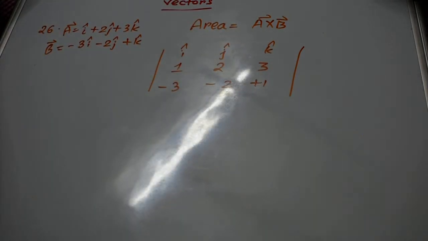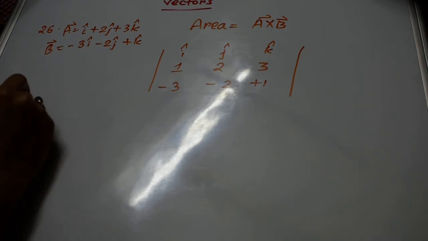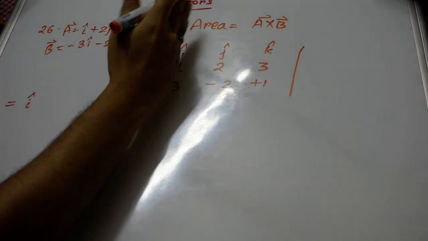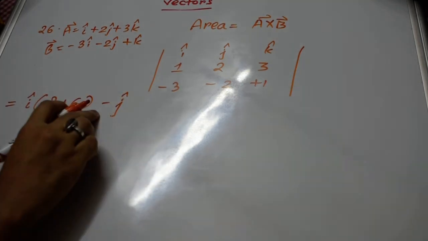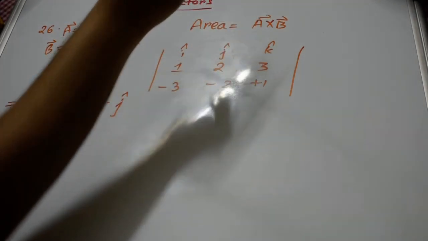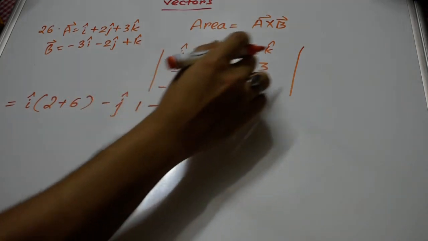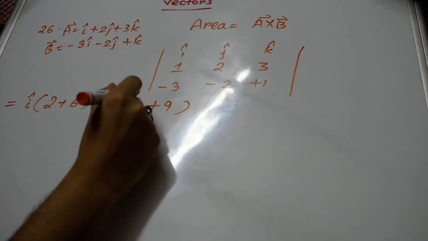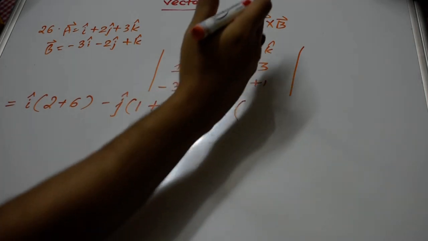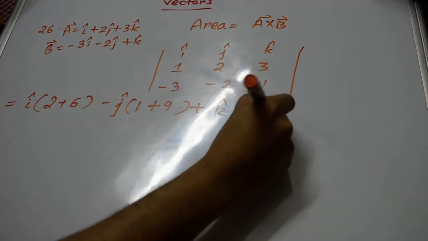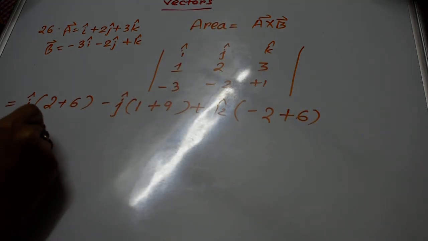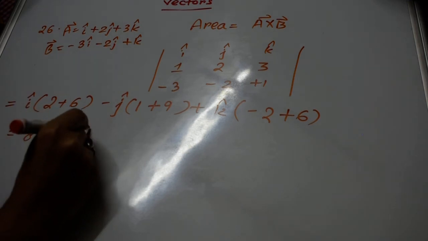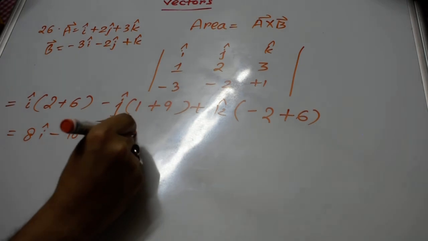Now let us find out the answer. So I cap, cover this column and this row, that's 2 into 1, 2. Minus of minus 6, that's plus 6. Minus j, sign reversal, hiding this column and this row, that's 1 into 1, 1. Minus 3 into minus 2, that's plus 9. Plus k cap, hiding this column and this row, it's minus 2 into 1, minus 2. Minus of minus 6, that's plus 6. So it becomes 8 I cap minus 10 j cap plus 4 k cap.